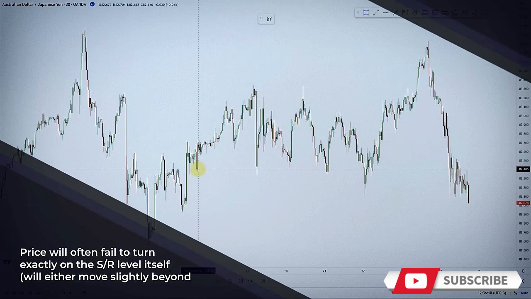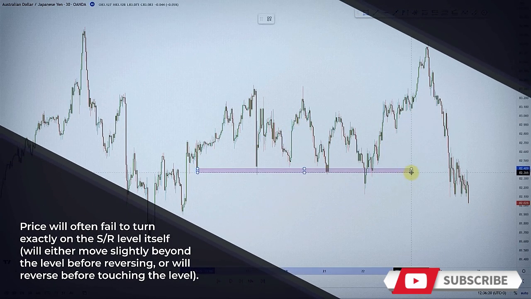Probably the biggest problem when trading support and resistance levels is the fact that price will often fail to turn exactly on the level itself. You know it so well. You expect a perfect bounce when you place your level, but oftentimes, price will either move slightly beyond the level before reversing, or will reverse before touching the level.